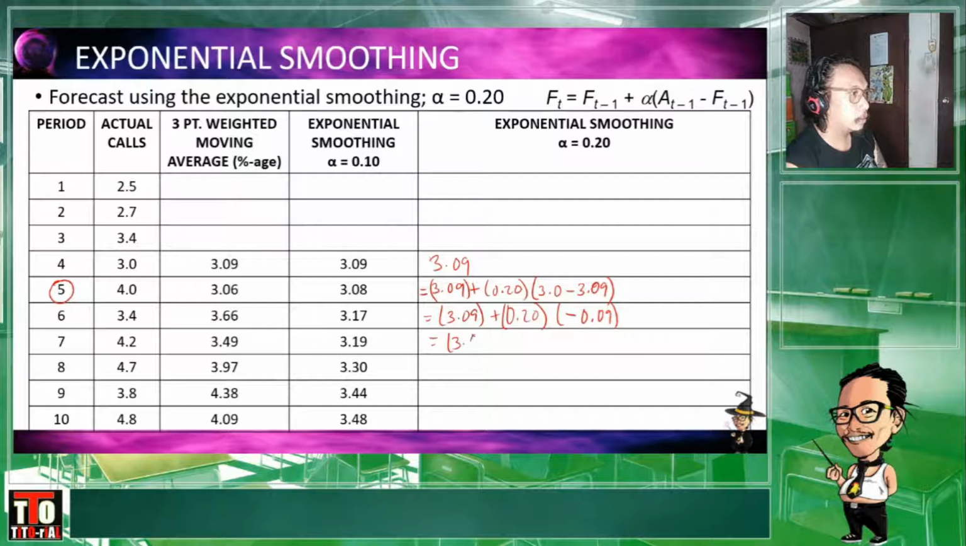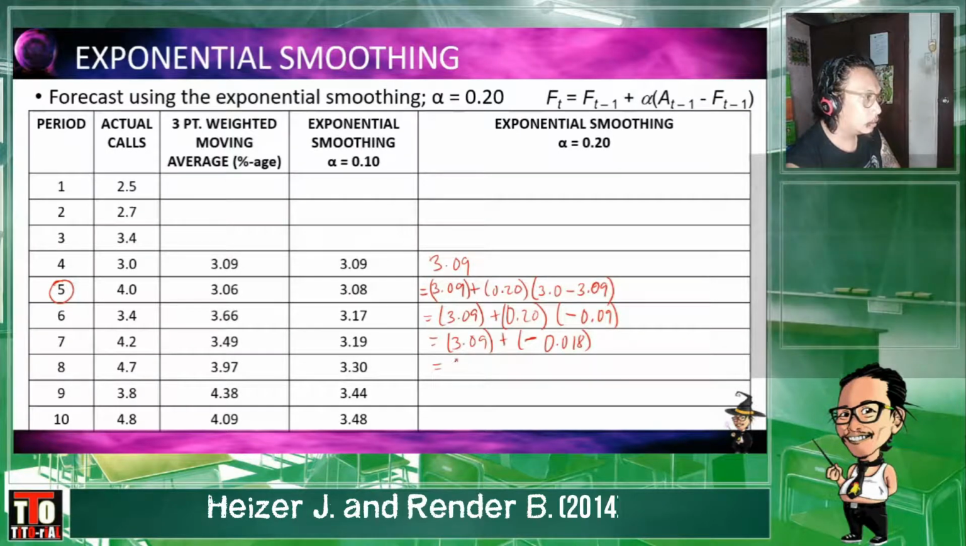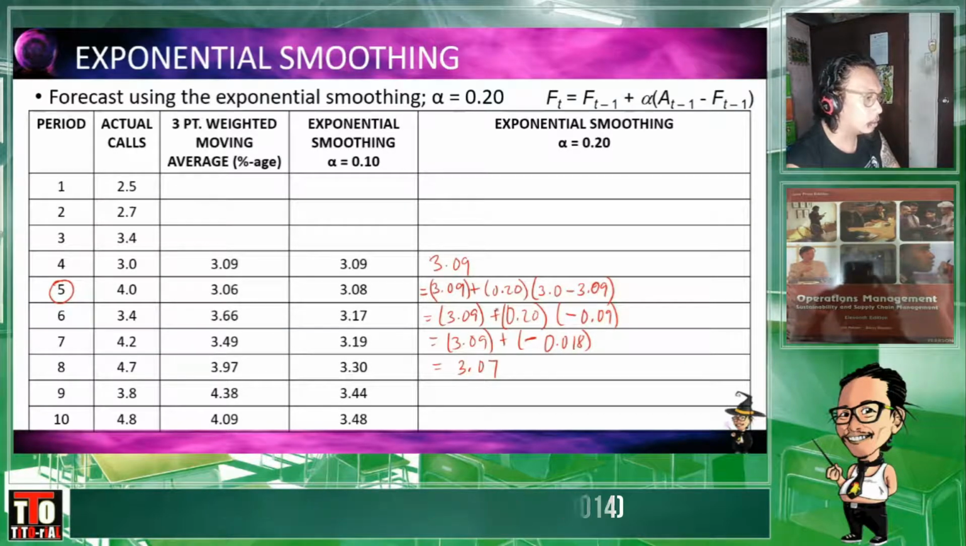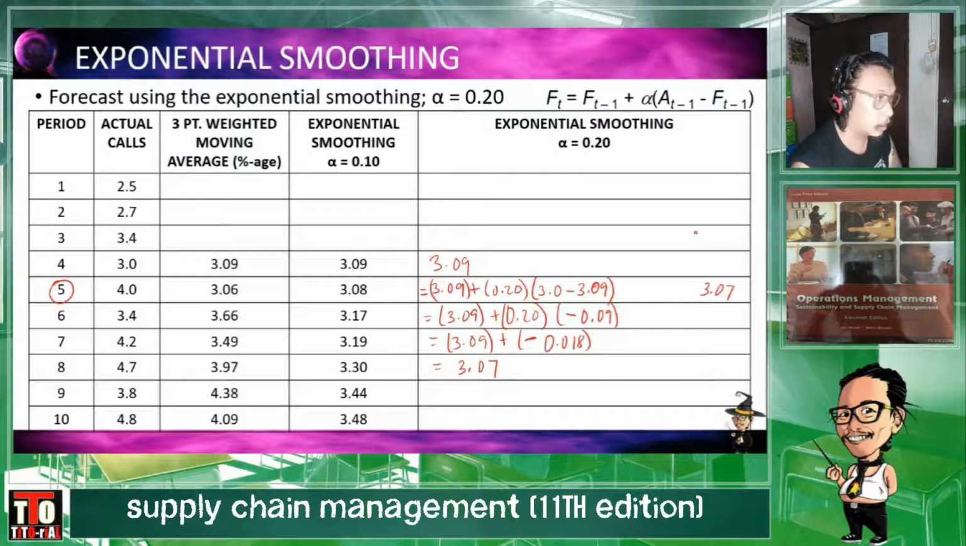Next, 3.09 plus, let's multiply 20 times negative 0.09. So, unlike signs, positive and negative, so automatic negative yan pagka unlike signs. Pagka like signs, positive and positive, positive yan. Pagka negative and negative, miski sa multiplication and division, positive siya. Okay? Review yun. So, you will have 0.018. Okay? So, you will have a final answer of 3.07. So, ang ating forecast for period 5 ay 3.07. Okay?